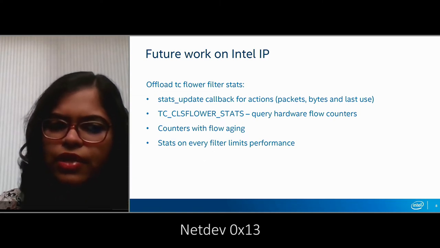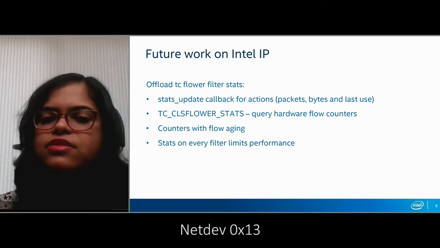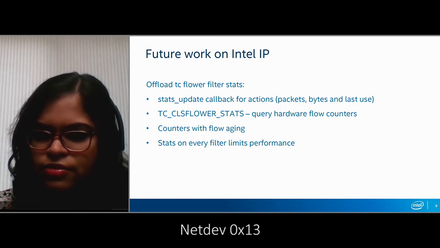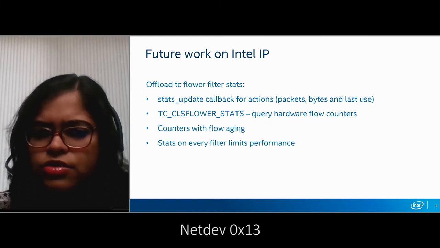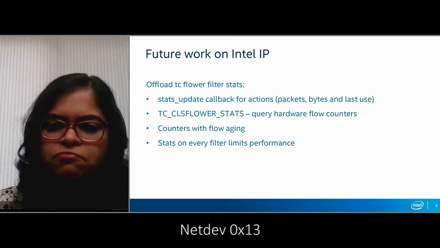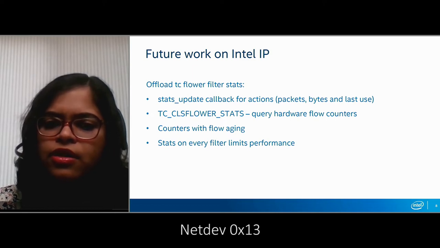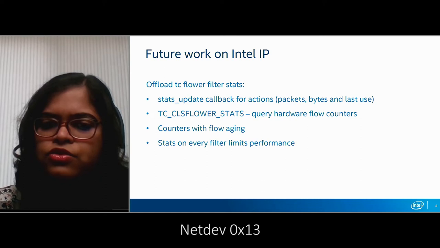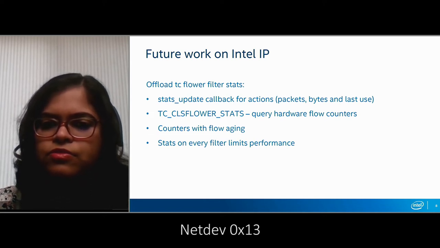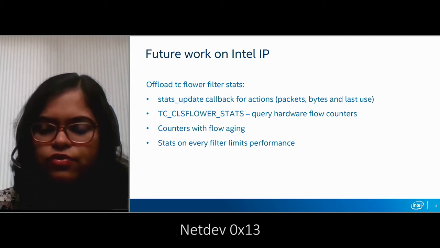So here's some future work we are planning to do on the Intel devices. We plan to extend our driver to support stats on offloaded flower filters. I think Andy just completed his talk on stats. So we are planning to query our hardware counters, offloading the TC flower stats command, and update the stats, and also support aging, again based on querying these counters periodically. Our big concern here is that querying the counters for every offloaded filter is kind of a performance hit. So we would like to have the counters queried only for certain filters. The solution we propose is a sort of TC action counter that could associate stats with only certain offloaded flows and not all offloaded flows.